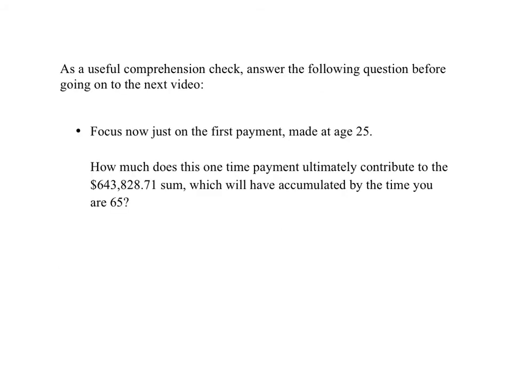As a useful comprehension check, answer the following question before going on to the next video. Let's focus just on the first payment, the one made at age 25. So we're looking now just at a one-time payment and asking how much does this one-time payment ultimately contribute to this large $643,828.71 sum, the one that will have accumulated by the time you're 65. So this is the full value of the sum, and that contribution made at age 25 adds something to this sum. What does it add to this sum?